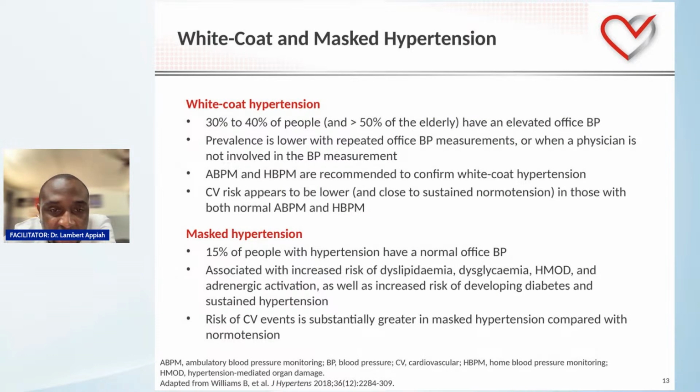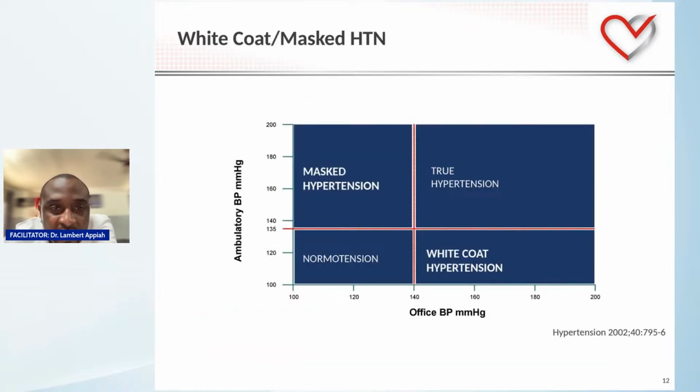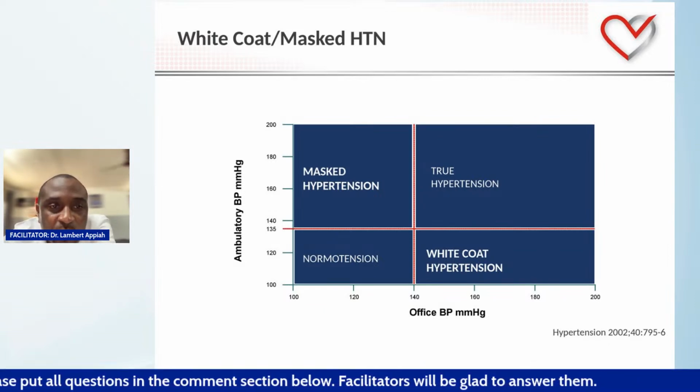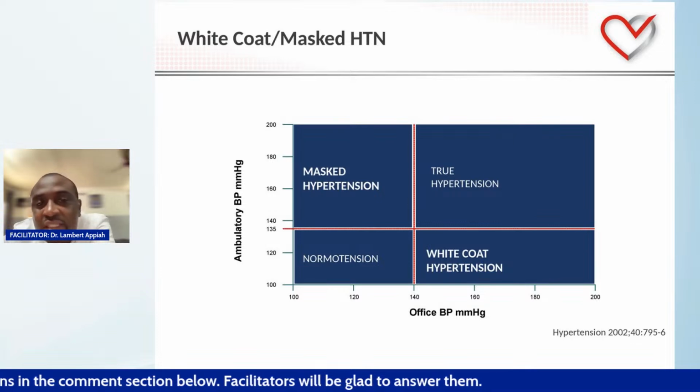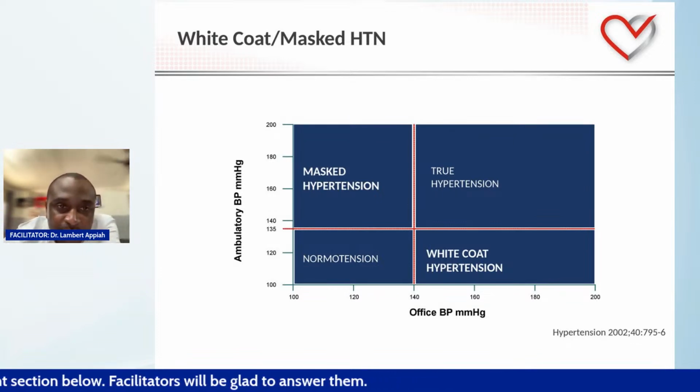So I'm talking about the upper quadrant. It's more than 140. But you do ambulatory blood pressure monitoring, and again, it is more than 135. Then this patient is truly hypertensive.